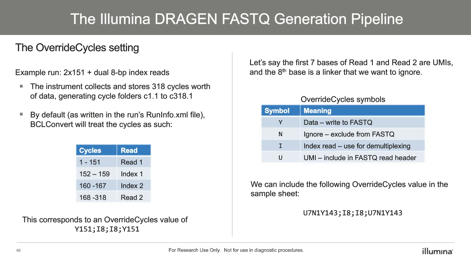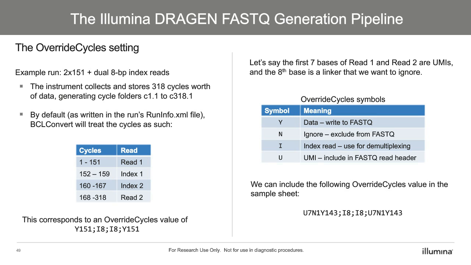Now, let's say that the first 7 bases of read 1 and read 2 are UMIs, and the 8th base is going to be a linker that we're going to want to ignore. The override cycles has the following symbols that are going to allow us to perform just that. The first symbol is Y, and that represents data, which means we're going to write it to the FASTQ file. N means ignore, and we're going to exclude anything with an N from the FASTQ file. I is going to represent an index read, and that's going to be used for demultiplexing. So if we're identifying a cycle as an index cycle, that has to be accounted for in the sample sheet. And now U is going to stand for UMI.